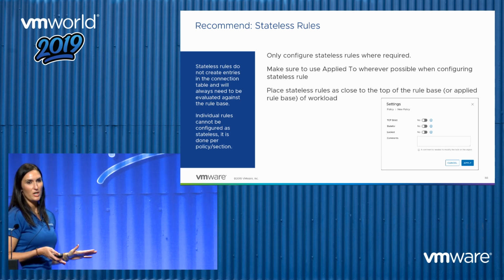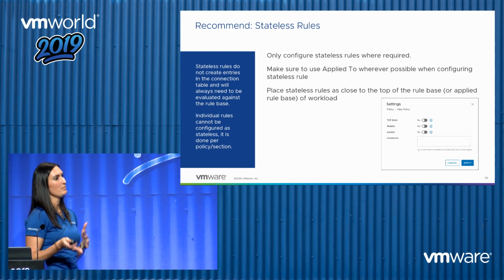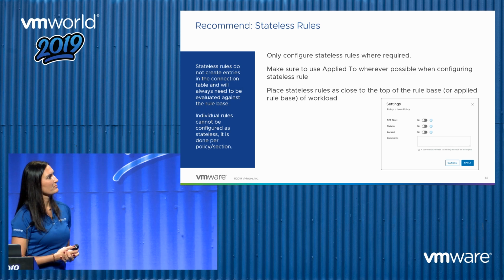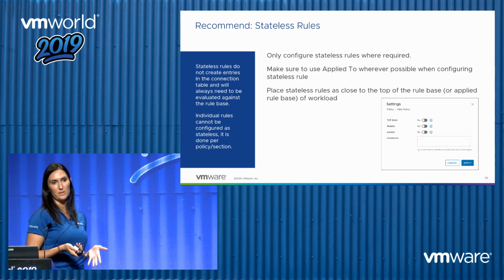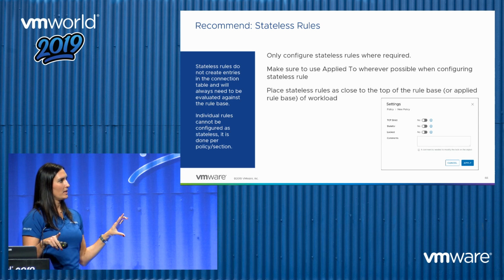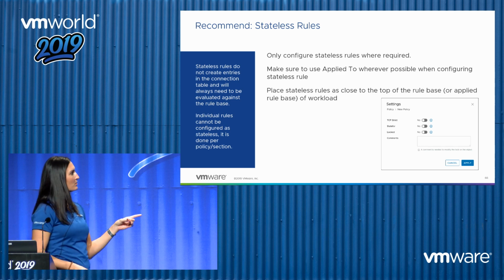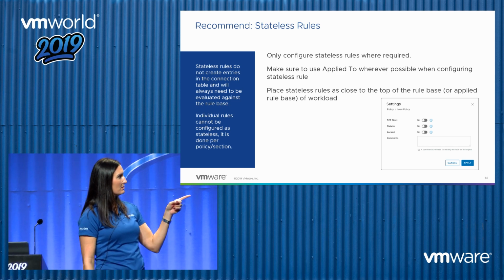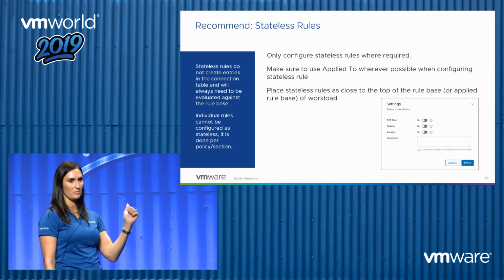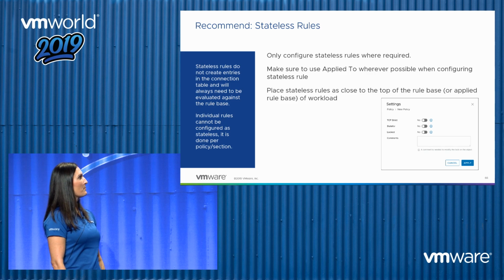You really want to try to limit stateless rules as much as possible, but if you really do need them, follow these practices. Another thing on stateless rules: they can only be configured at a section level, and it has to be set at the time the section is created. So you go into the settings of that section, and usually that stateful toggle is set to yes and green. You just want to move that over to no, and you'll be able to configure it that way.